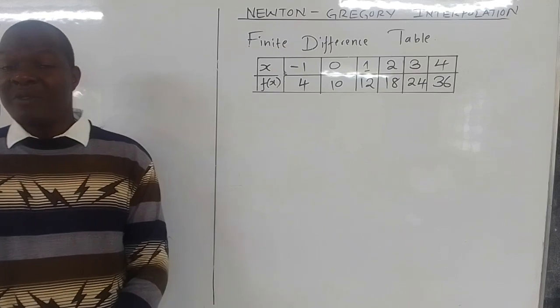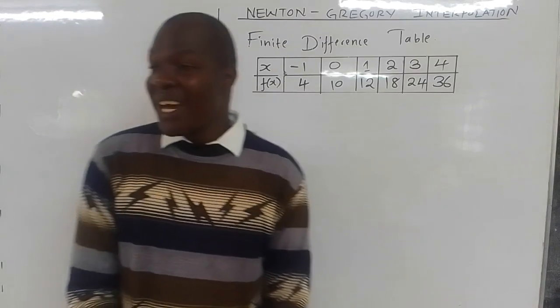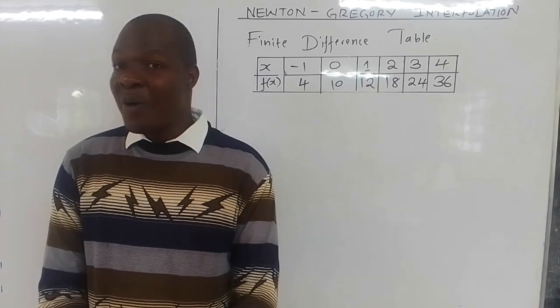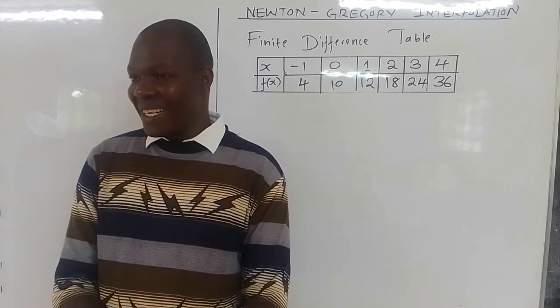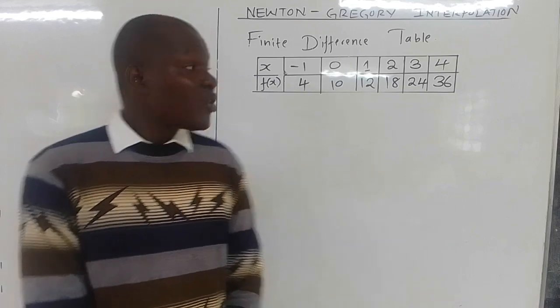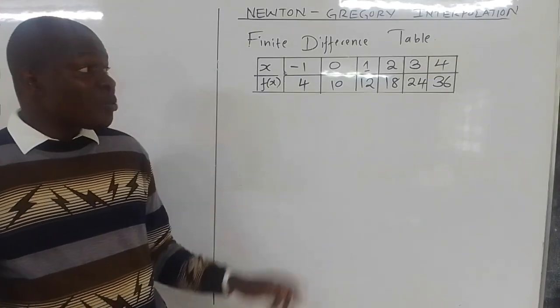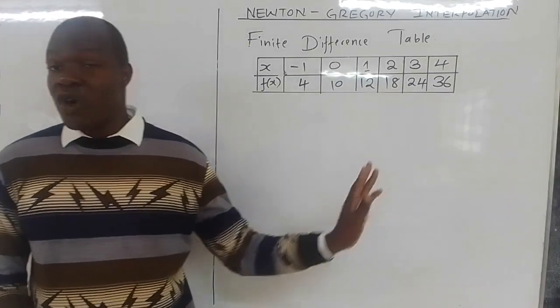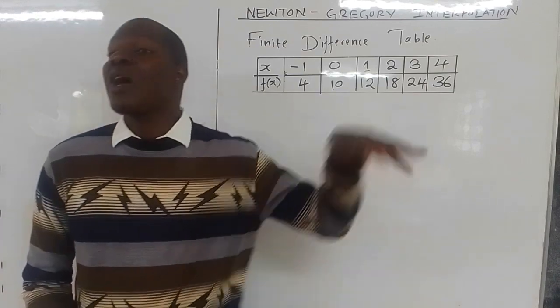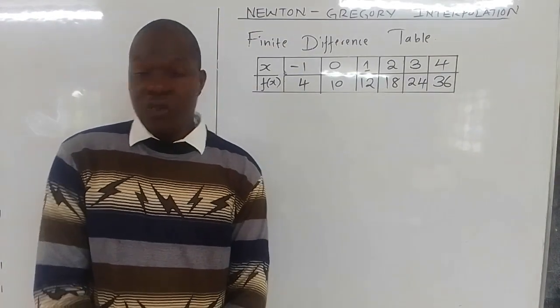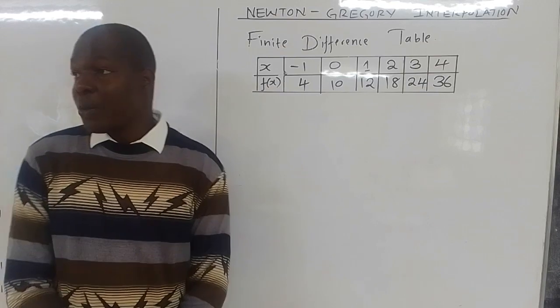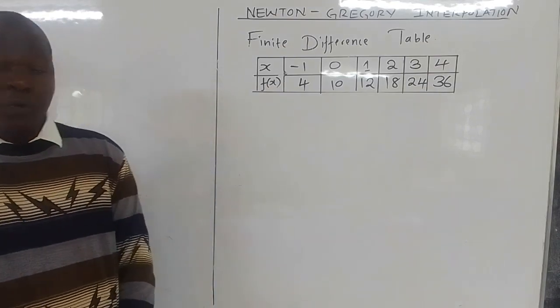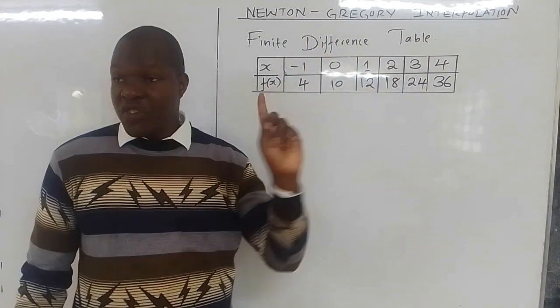So when you are told f of x is a cubic polynomial, they are trying to tell you that the highest power you should reach is power 3, isn't it? Are we together? So before we go to that instance, let's just put it open, without considering whether it is a cubic polynomial or a polynomial of higher order. So for you to construct a finite difference table, this is what you do.